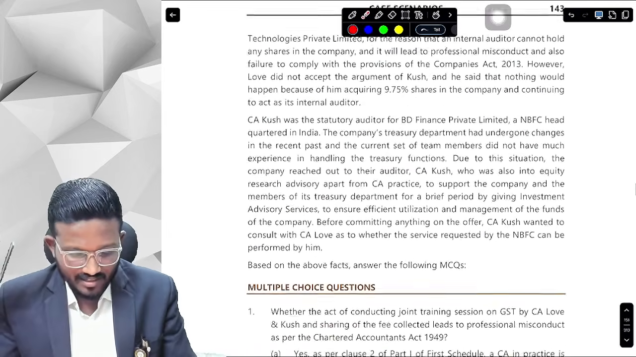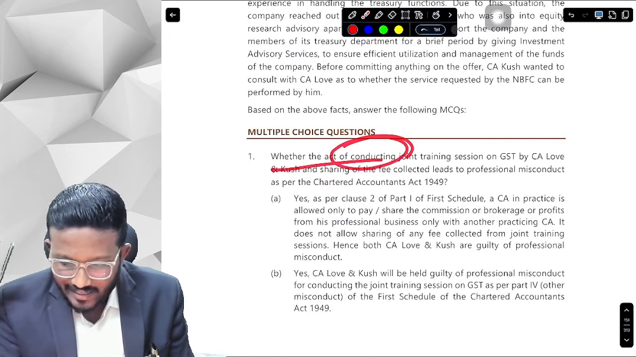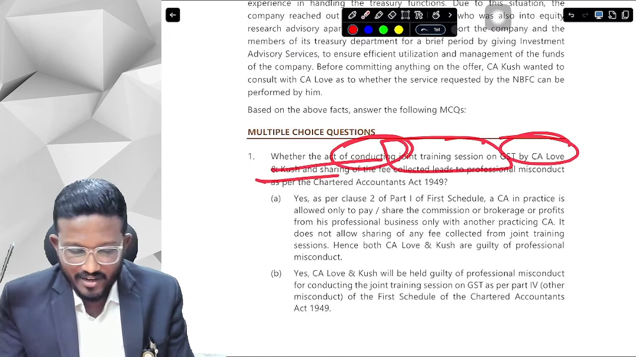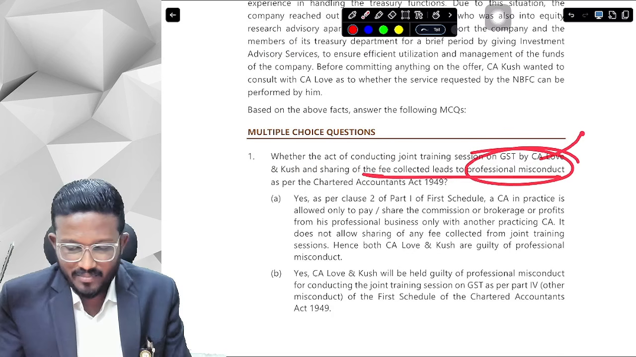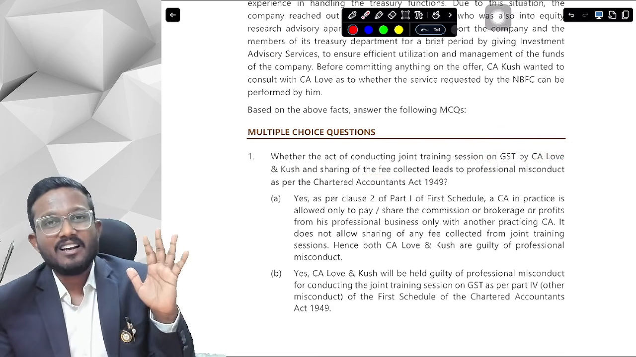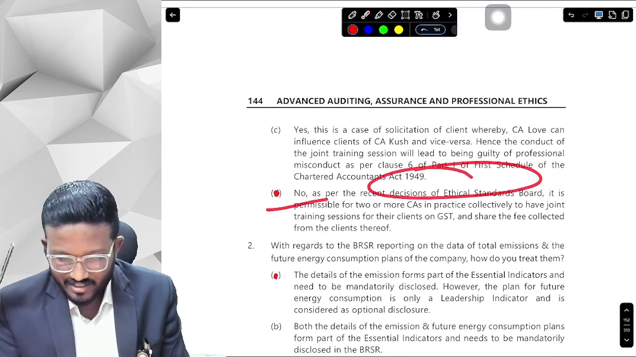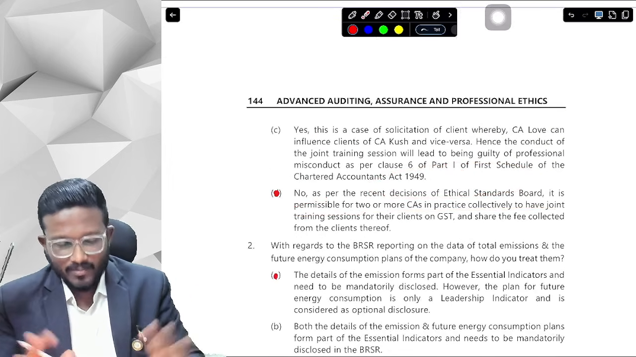What does it say sir? Question number 28. It says whether the act of conducting joint training sessions on GST by Love and Kush and sharing of fee collected leads to professional misconduct. No, as per the Ethical Standards Board decision, you can do joint training sessions and you can share the fees as well. So as per the ESB decisions, they can do everything and they will not be held guilty.